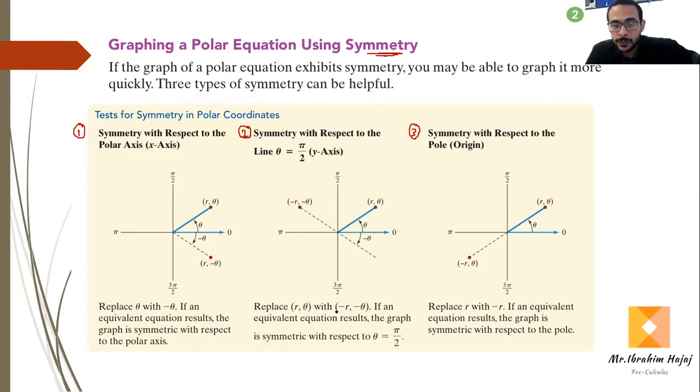Number 2, to test the symmetry of the polar equation with respect to theta equals pi over 2, or the y-axis, we have to replace r with negative r and theta with negative theta, and check whether it gives an equivalent equation, the exact same or something equivalent, as you took in the previous lesson on representations. To check the symmetry with respect to the pole, the origin, we have to replace r by negative r. If an equivalent equation results, the graph is symmetric with respect to the pole.